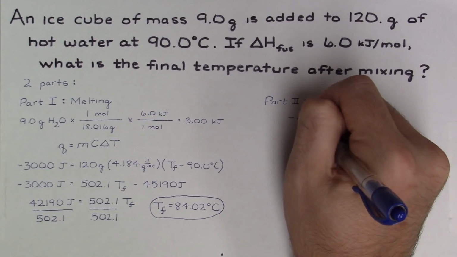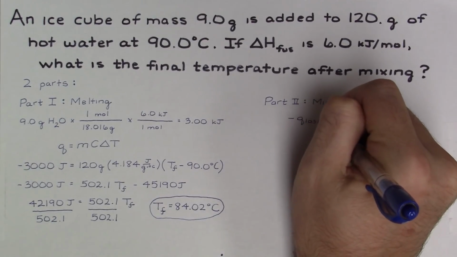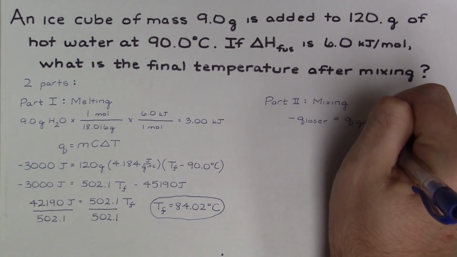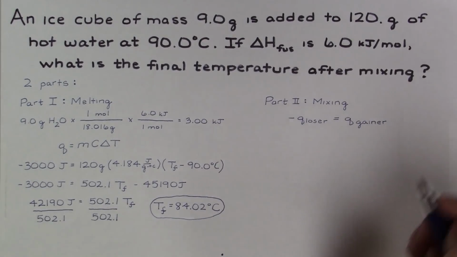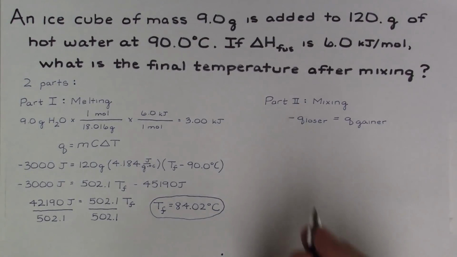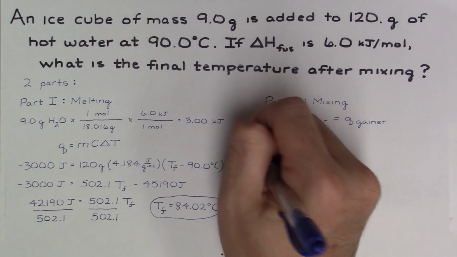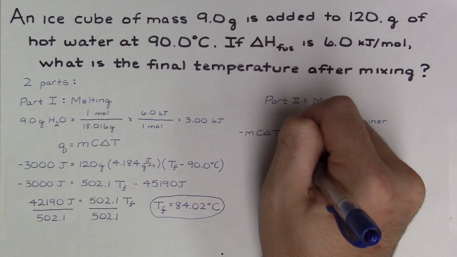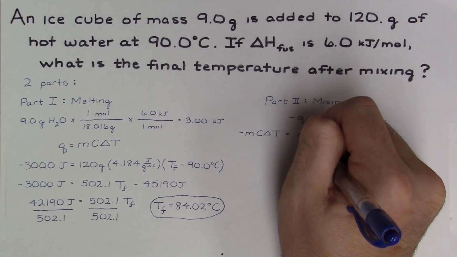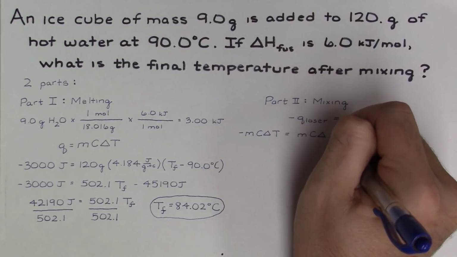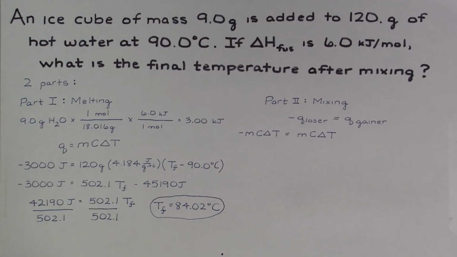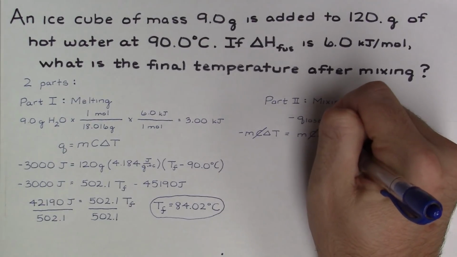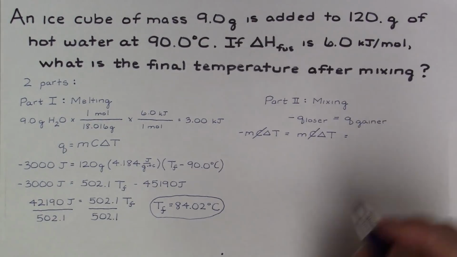But now we have to figure out our gainers and our losers. So just like the first problem we had today, we'll have minus Q of our loser equaling Q of our gainer. The loser in this case is going to be our hot water. Our gainer is going to be our now created cold water from our ice. So now we will get negative mc delta T equals mc delta T. The good part about this problem is that we have the same material, both of it being water. This allows us to cancel out our specific heats.